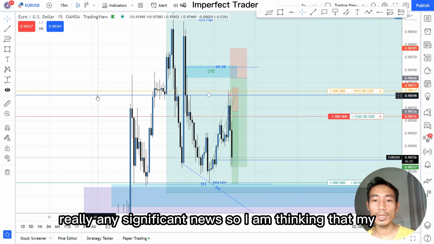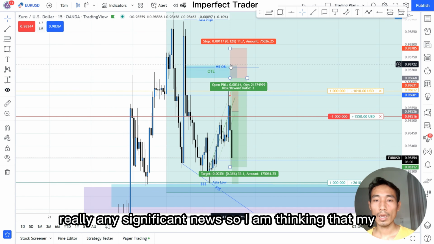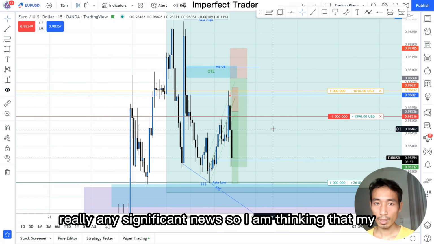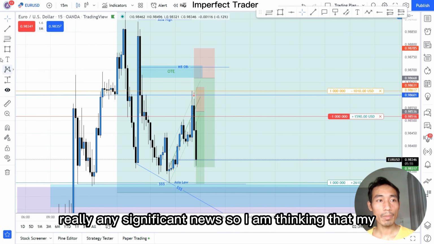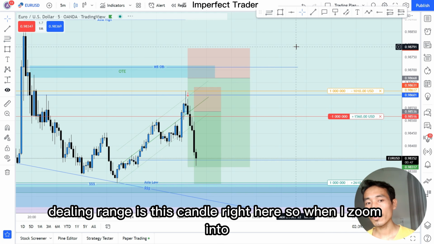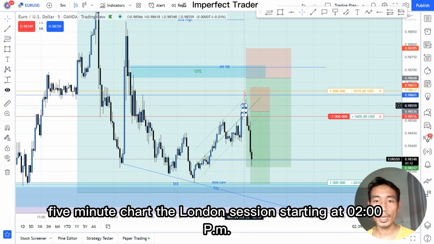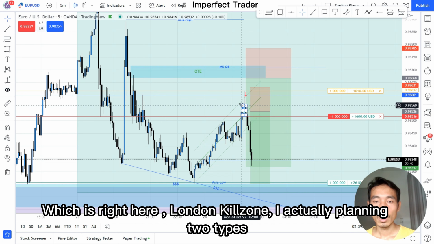And since there is not really any significant news, I am thinking that my dealing range is this candle right here. So when I zoom into the 5-minute chart, the London session starts at 2 p.m., which is right here, the London Q zone.